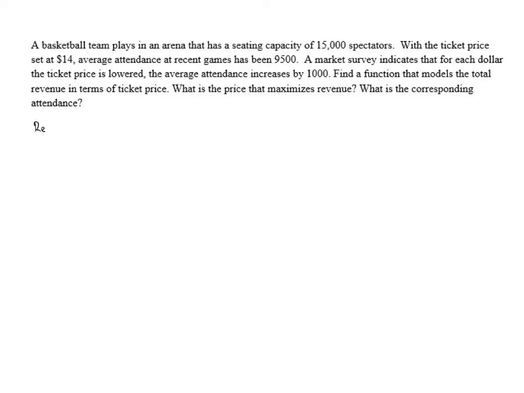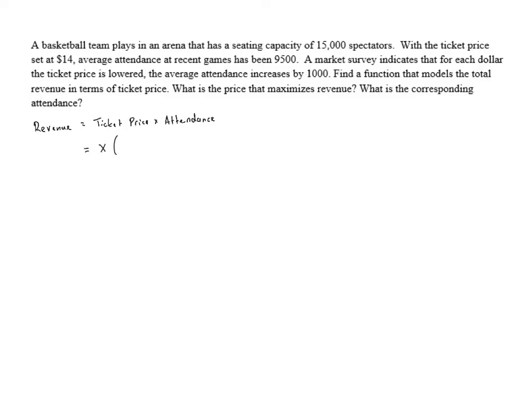Well, we know that the revenue, the amount that they make, is the ticket price times the attendance, or the number of tickets sold. So we need to find out how to write this as a function with a variable. Now we are told we want to find a function that models the total revenue in terms of the ticket price. So the ticket price is going to be our input variable, which will be x.